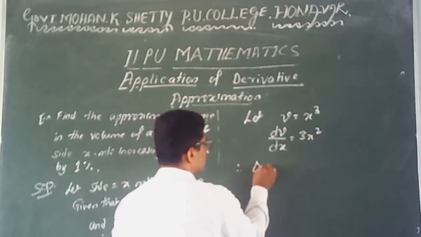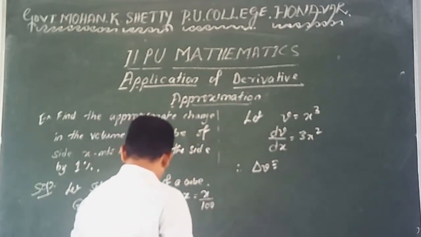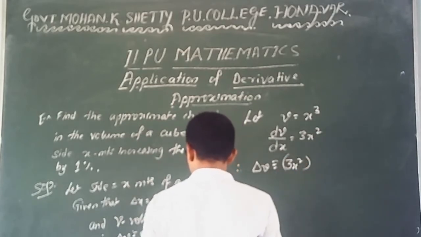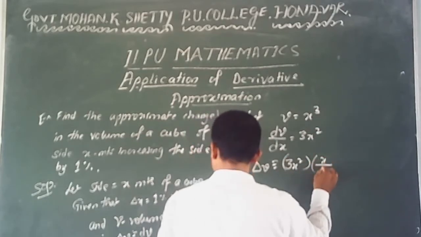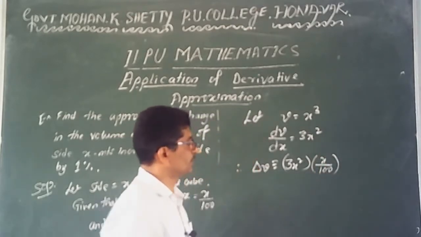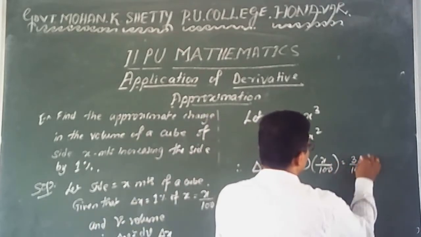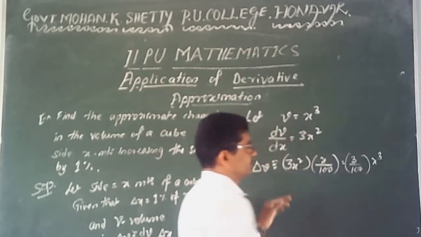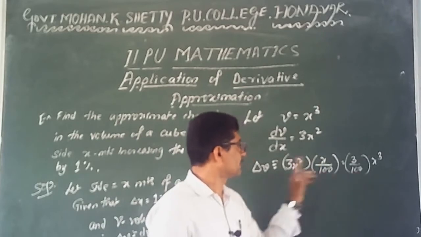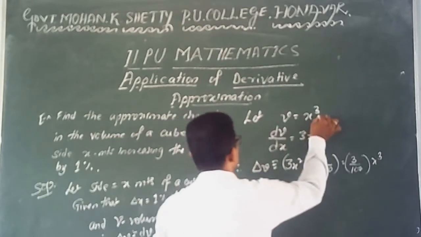Therefore, the approximate change of V is equal to dV upon dx, that is 3x square, into delta x. What is the value of delta x? It is x divided by 100, since it is 1%. So this value is 3 divided by 100 into x cube, that is 3 x cube divided by 100. What is x cube? That is the volume.